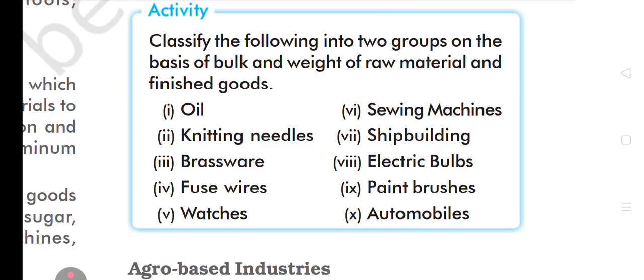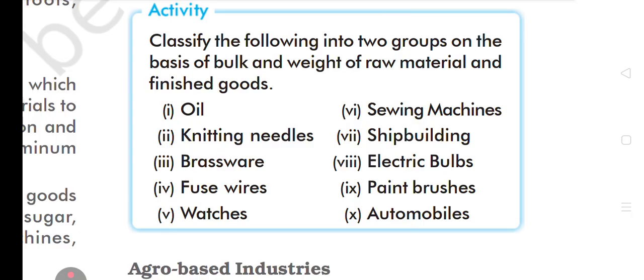Okay, for making brassware, you know very well, they are not using heavy materials like iron, steel, etc. Some items like sandstone they are using. So again this comes under light industry. Fuse wires, light industry. Watches, light industry. Sewing machines, light industry. Shipbuilding, this comes under heavy. Then electrical bulbs, light. Paint brushes, light. Automobiles, this comes under heavy.